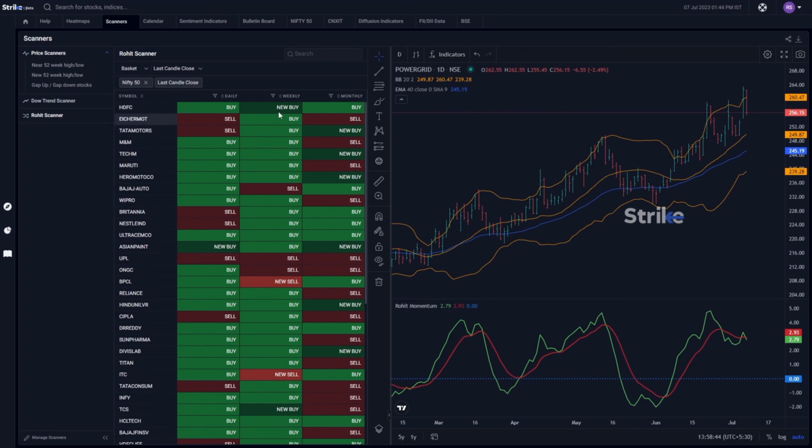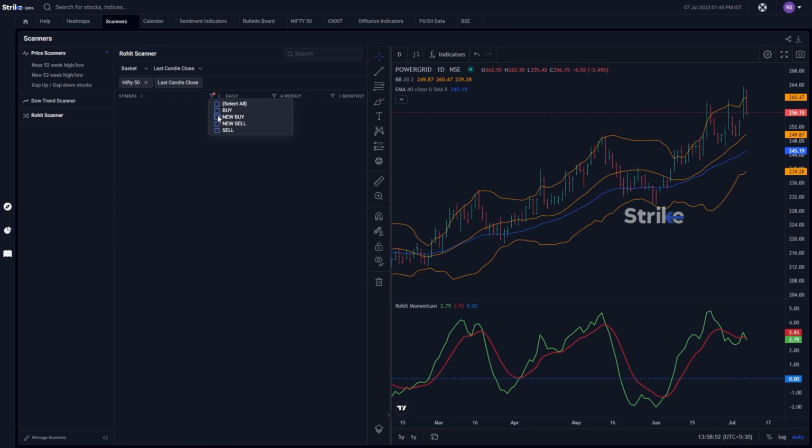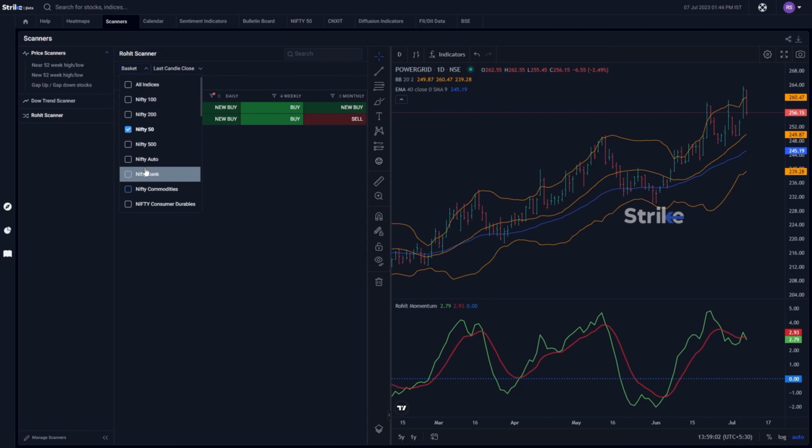But you can also combine this with weekly. On weekly charts, you want to see only the buy signals. You can combine it. If you want to see new buy signals, fortunately, because there are only two new buys, you find the weekly is already in buy. But it's possible you get a lot of stocks where weekly is also in sell. Say, for example, if it was the Nifty 500.